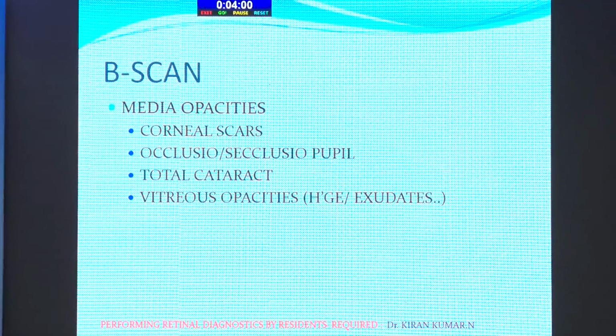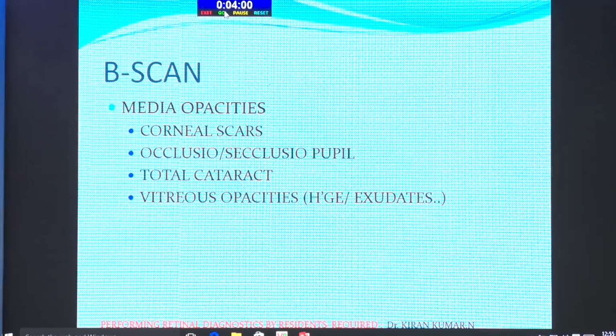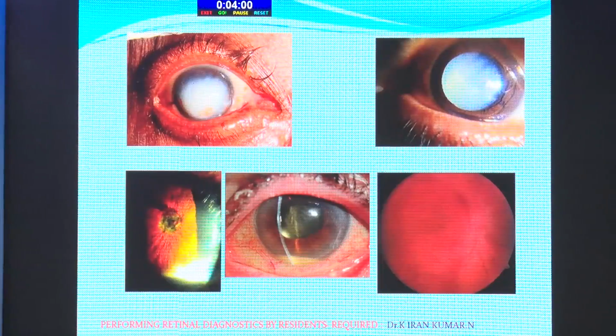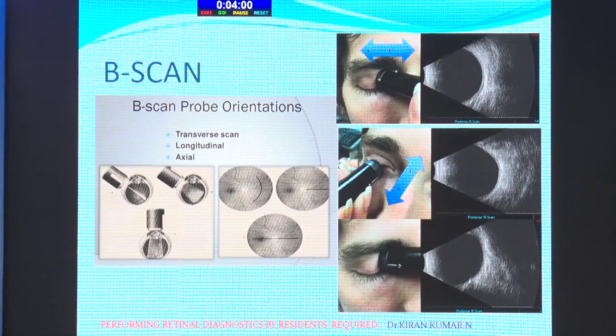And B-scan, the most common indications being corneal scars, occlusio pupillae, total cataract, and vitreous opacities. In all, we will discuss in further classes. These should be basic things among the many things. This is just a drop in the ocean, a few conditions here, and we will see all the conditions. We will have didactic lectures by eminent speakers in the coming 4 days, and these are a few conditions where we do B-scan: total corneal scar, mature cataract, occlusio pupillae, endophthalmitis, and vitreous hemorrhage.